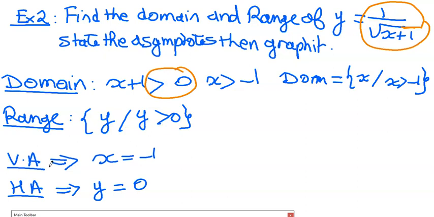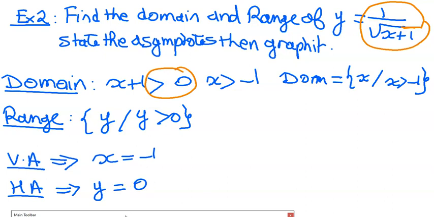Now, what does vertical asymptote mean? The vertical asymptote we found from the denominator not equal to 0, because I cannot have a value for x equal to minus 1. I cannot have an answer, but it's a vertical asymptote. And also, can I have y equal to 0? I cannot. It's impossible. So this is called a horizontal asymptote.